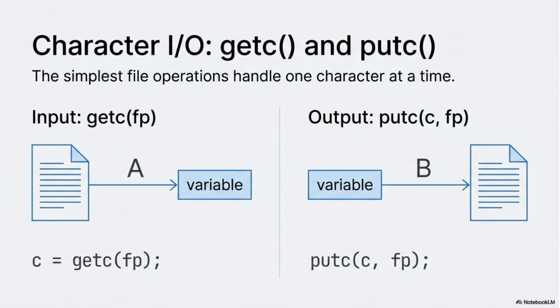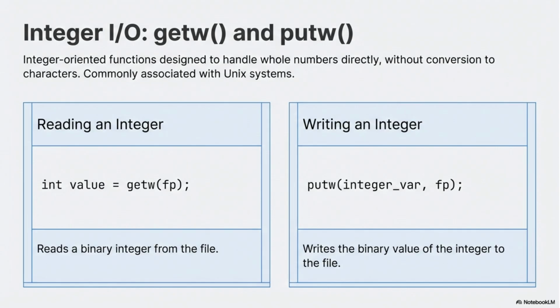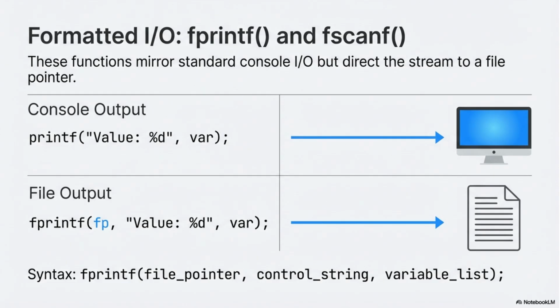For character I/O, getc(fp) reads one character from the file into a variable, and putc(c, fp) writes one character from a variable back to the file. Integer I/O uses getw and putw to handle whole numbers directly. getw(fp) reads a binary integer, and putw(integer_var, fp) writes a binary integer to the file. Formatted I/O functions, fprintf and fscanf, mirror standard console I/O but direct the stream to a file pointer. fprintf takes the file pointer as its first argument.